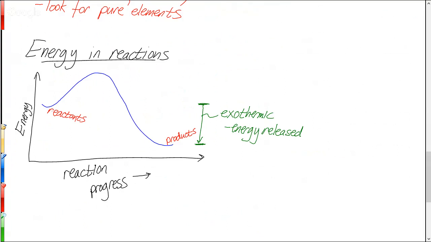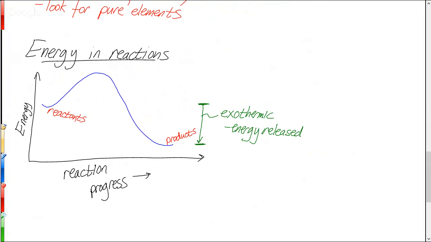What would an endothermic version of this look like? How would it be different? Just those two spots would be shifted. So the products would be higher energy than the reactants, showing the energy had to go in to complete this.